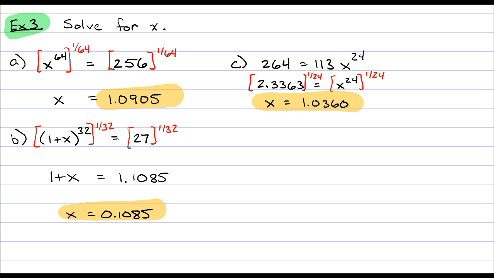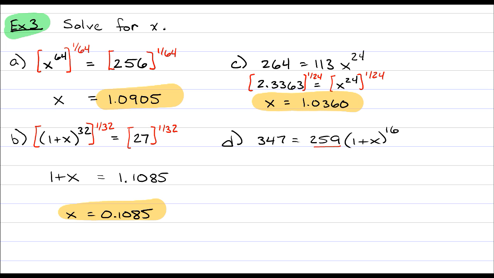Okay, let's do one more example. Part D. In part D, we kind of combine all of these ideas from the previous 3 parts. So our equation is 347 equals 259 times 1 plus x raised to the 16th power. So the very first step is to divide both sides by that 259 to get rid of that.